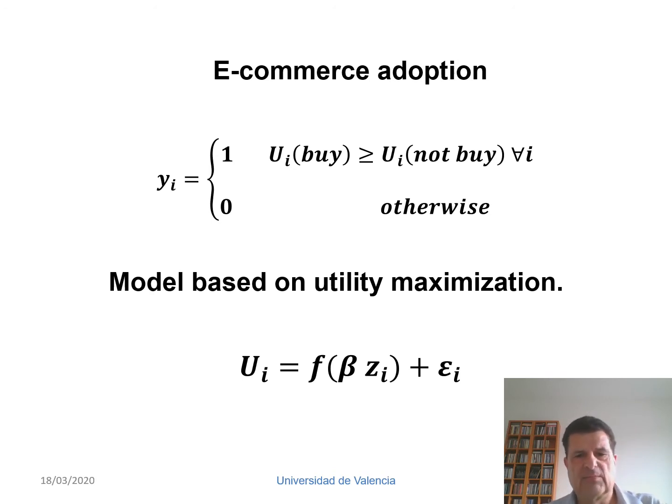This is a model which is based on utility maximization, and the idea is that the decision of buying or not buying depends on the characteristics of the goods and the characteristics of the persons involved in the decision. So that is why it says U of i equals f, open parenthesis, beta times Z i, close parenthesis, plus epsilon sub i.